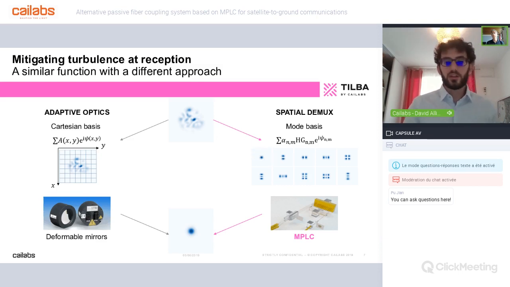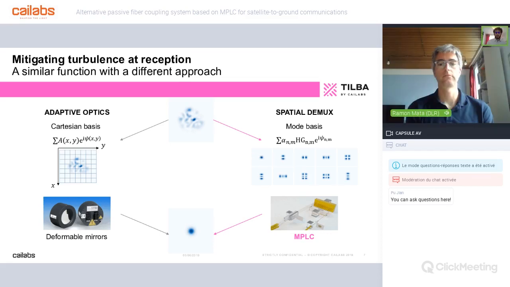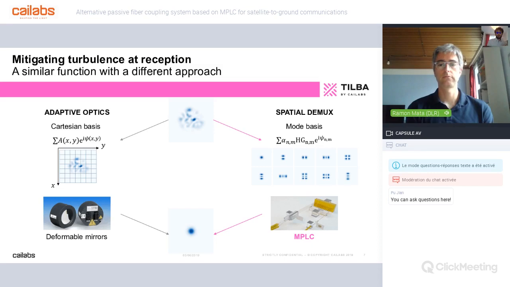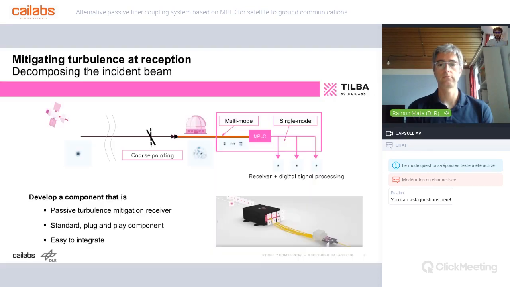Here it's Hermite-Gaussian modes, as I said previously. It can be also on other bases. And we then transform each mode individually into a Gaussian beam that we send to a single mode fiber. So like this, we do really spatial demultiplexing, and we can send a perturbed beam to several single mode fibers.